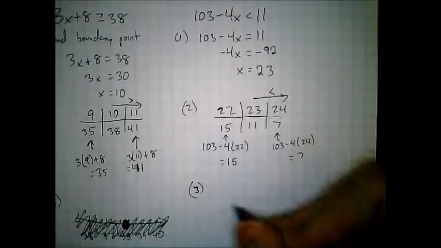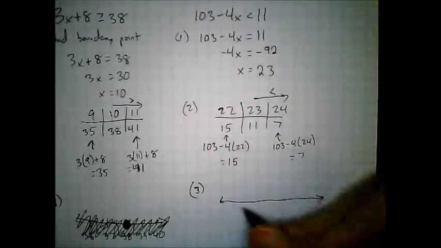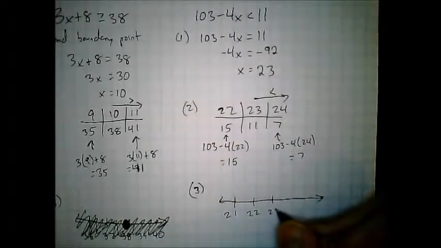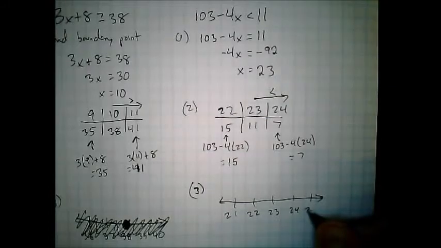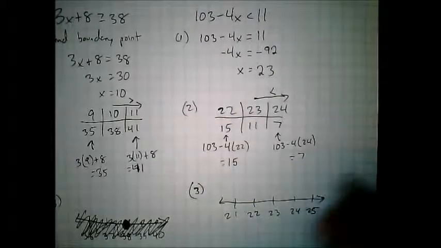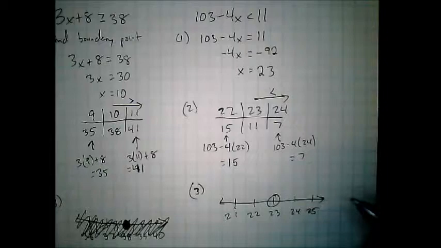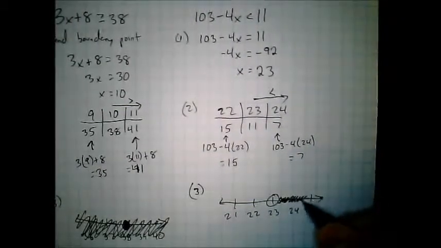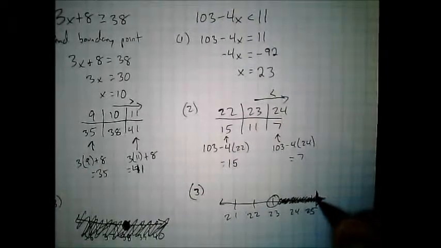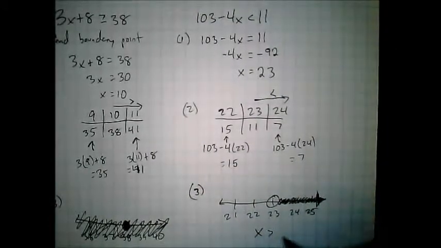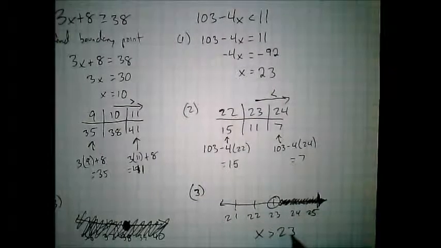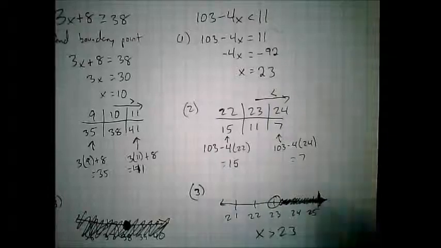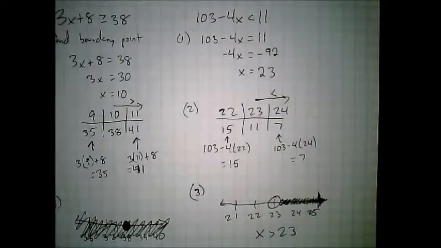So now we organize our answer. We're not going to make the same mistake as before. We put our x's on our number line: 21, 22, 23, 24, and 25. We keep this as an open circle because it's not "or equals to". And we shade to the right because that's what our table told us to do. And we write our inequality, x is greater than 23. So when x is greater than 23, 103 minus 4x is less than 11. After 23 days, there's going to be less than 11 pieces of candy left in the bag.